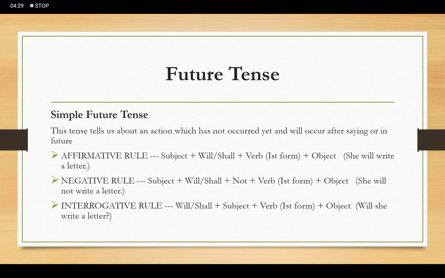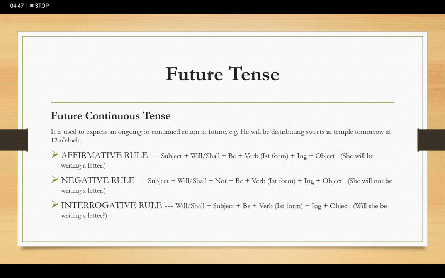So the form is generally subject plus will or shall plus the base form of the verb plus object, which is optional. Then the negative sentence will be she will not write a letter, and the interrogative will be will she write a letter.